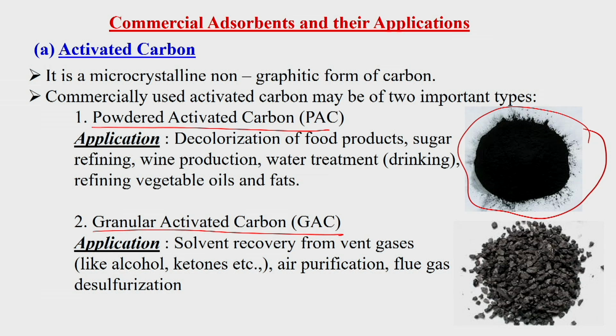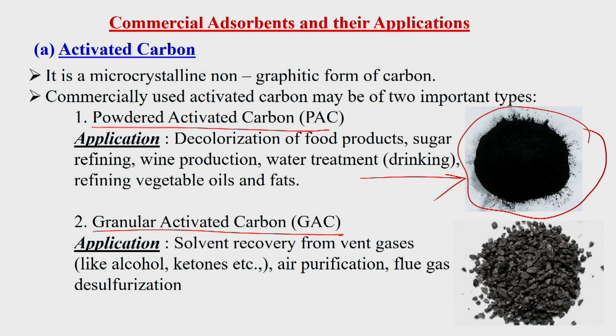and that is why the specific surface area, or surface area per unit mass, is very high. There are several applications like decoloration of fruit products, sugar refining, wine production, and water treatment for drinking water. In most domestic water purifiers, they use powder activated carbon as one of the primary filter media, and it can remove suspended material as well as odor or smell. It is also used in refining of vegetable oils and fats.